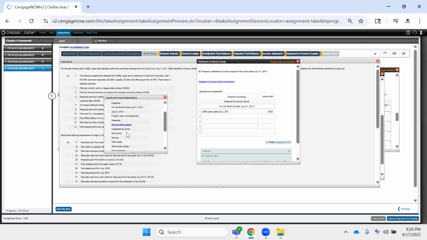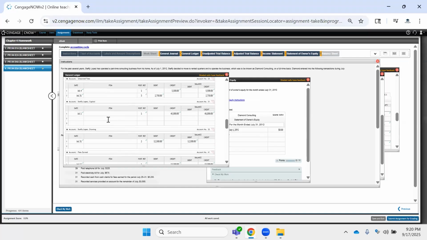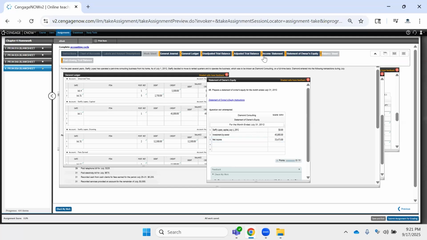additional amounts, amount description, investment by owner. That's going to go first. And if we take a look at our general ledger for capital, our initial investment here, that entry was $45,000. So that's how much was invested by the owner. Then our next item is our net income, and that was 33,475 taken right from our income statement.